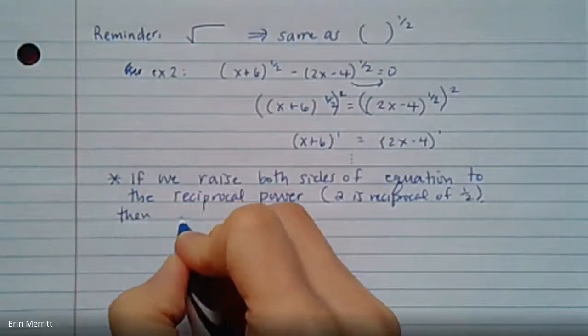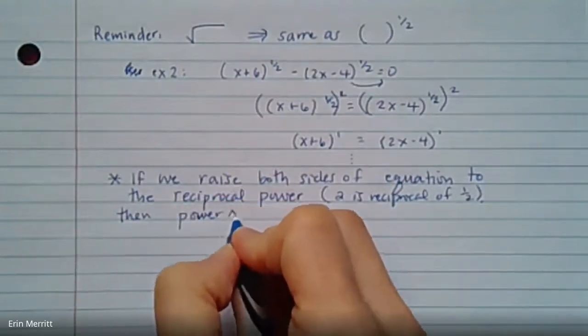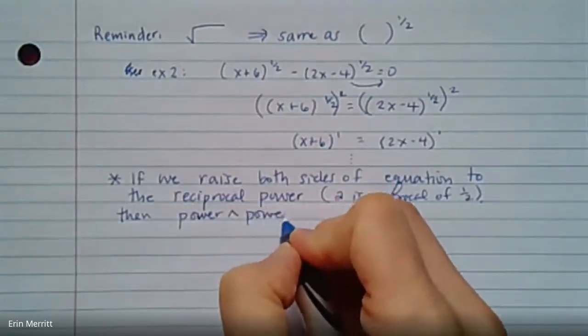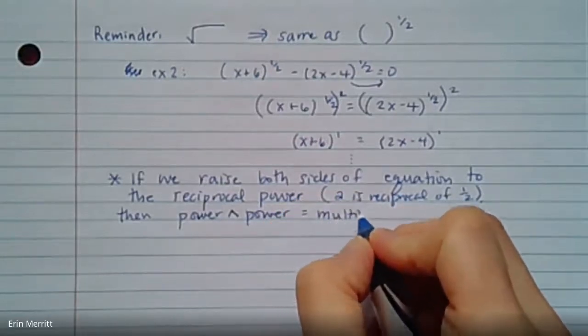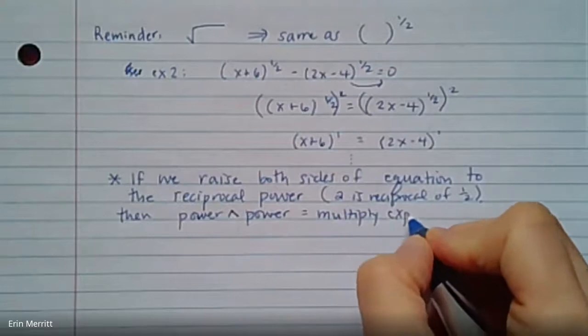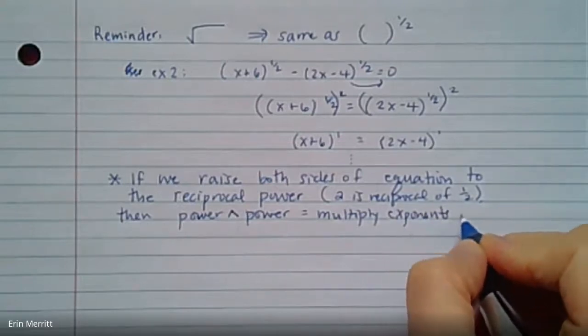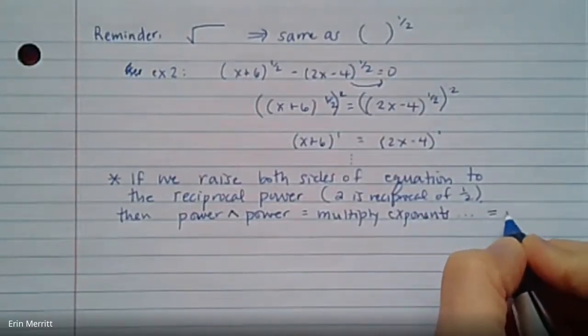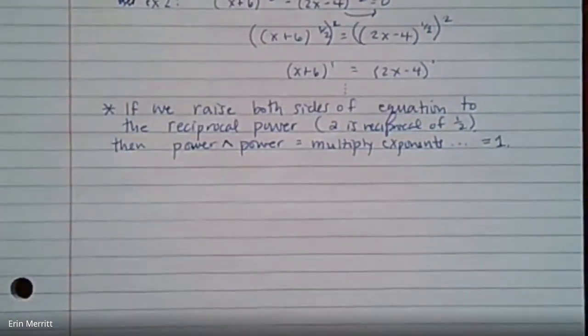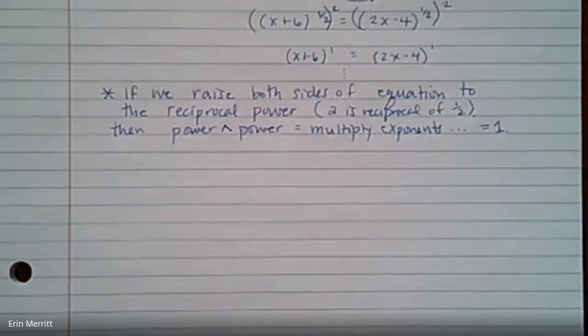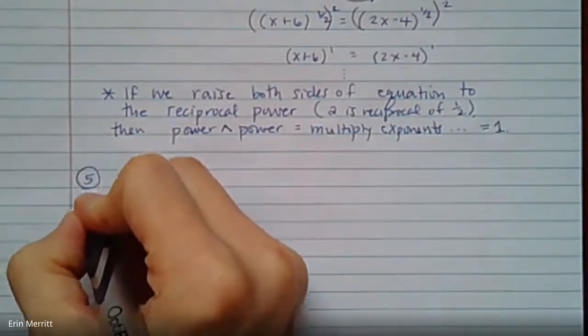Then power raised to a power, there's a little caret notation there, right? Equals multiply the exponents, and you end up with an exponent of 1. So let's show how we can use that to our advantage with the last example of the notes.